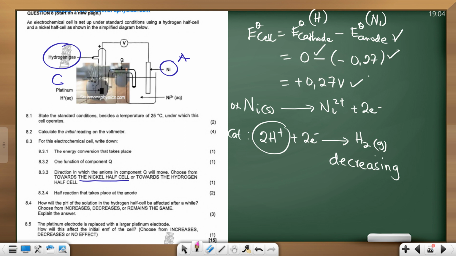How would the pH, we said what? Increase. Explain your answer. You start by writing the half reaction there. That makes sense. Once you look, writing this alone, it's 2 marks. As the concentration of this does what? Decreases.